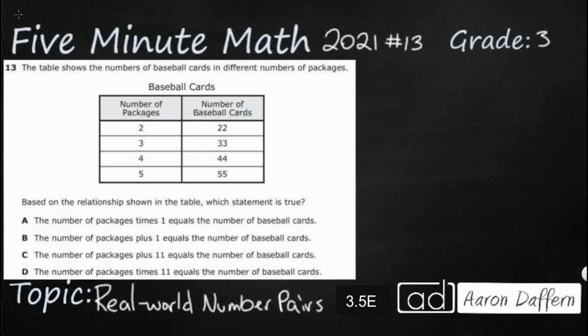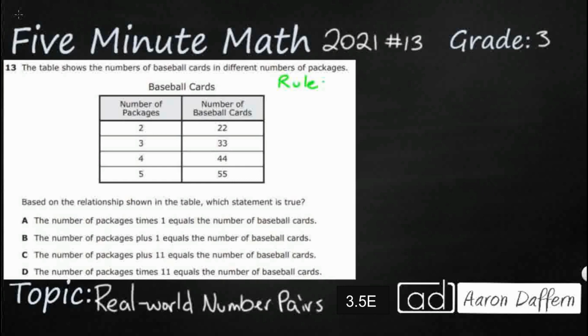So we have a table here, and it shows the number of baseball cards in different numbers of packages. On the left, we have numbers of packages. We've got 2, 3, 4, and 5. Then on the right, we've got number of baseball cards: 22, 33, 44, and 55. So we have to find the relationship. Really, we're going to look at our rule here, and that's what we're going to try to find. We need to find which of these statements is true.